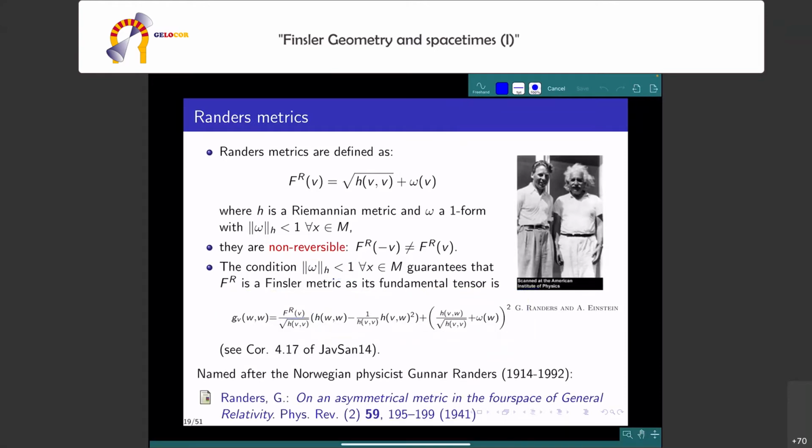Randers metrics were named after the Norwegian physicist Gunnar Randers, but he was interested in relativity, so he considered H to be a Lorentzian metric. Now in our approach H will be Riemannian. In many works in Finsler geometry in recent years, not all of them, but many, H is going to be Riemannian. It is a very important case of Randers metrics.